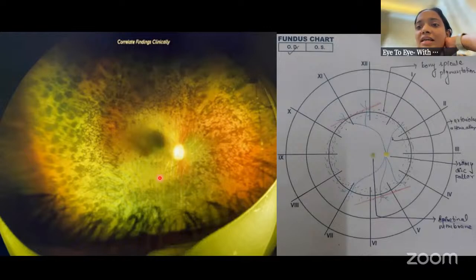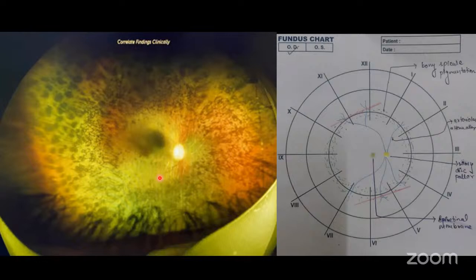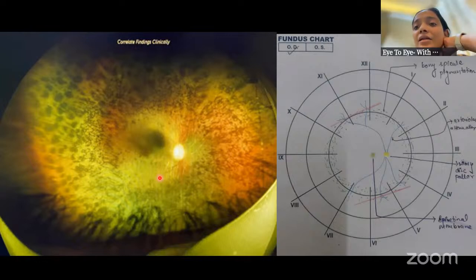Okay, so DDO in this case is important because there is a PSC, you said. Yes, ma'am. So that is why that central black thing is seen, no? Which is not allowing you to see the FR and the fovea, the parafoveal region. It's not seen because of the PSC.